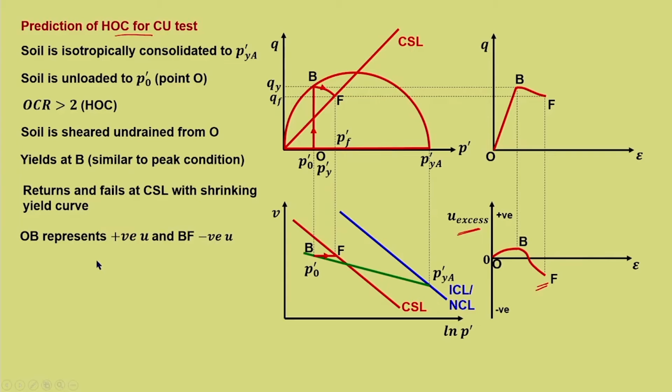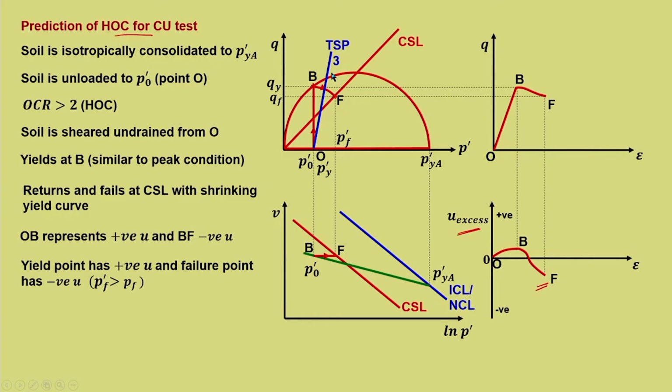Now, OB represents positive U, here it is positive pore water pressure, and at BF it becomes negative pore water pressure. And this is very clear from the total stress path with an inclination of 3, which is drawn. Yield point, that is, it is on the left side of TSP. So, at this particular point it is positive U, and at failure point here it will be negative U, because it is crossing the TSP and now it is on the right side.